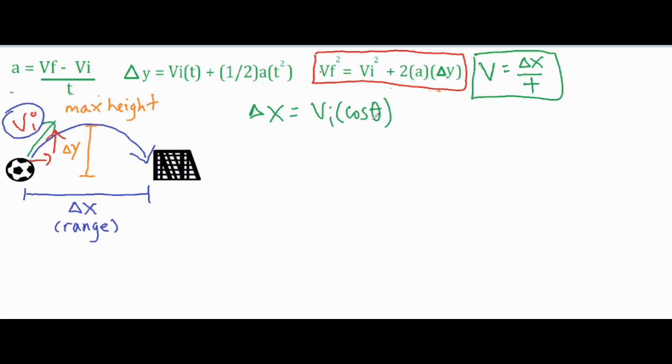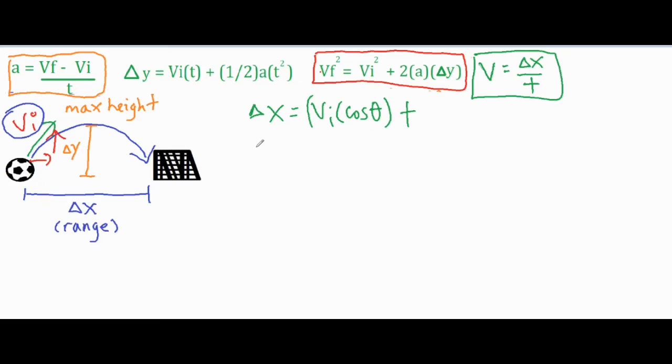How we get the horizontal component of the velocity is we take the vi and multiply it by the cosine of theta. So I'm going to go ahead and change that already. And then we have a t right there. Now, what we want to do is substitute out that t. The way we're going to do that is we're going to take our first formula and solve for t in terms of some other variables.